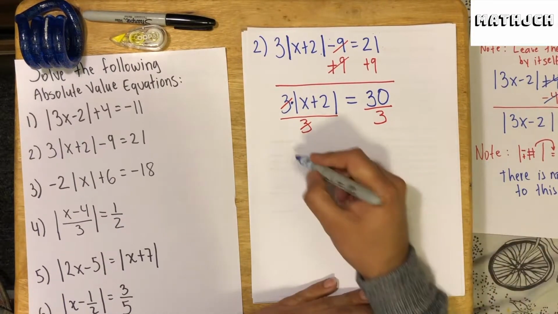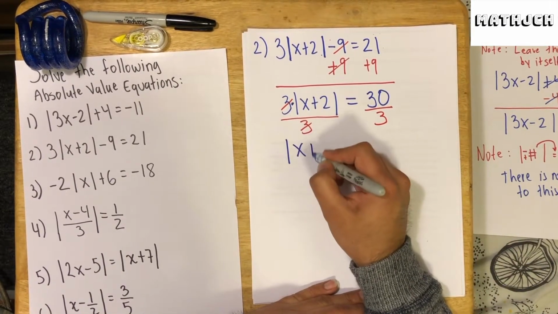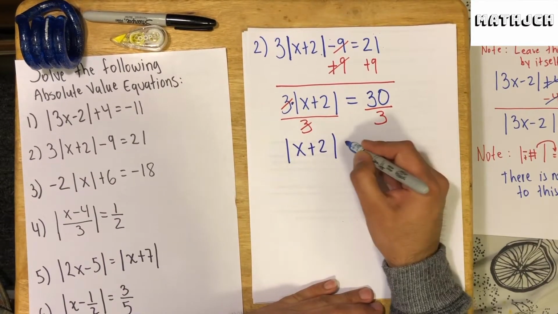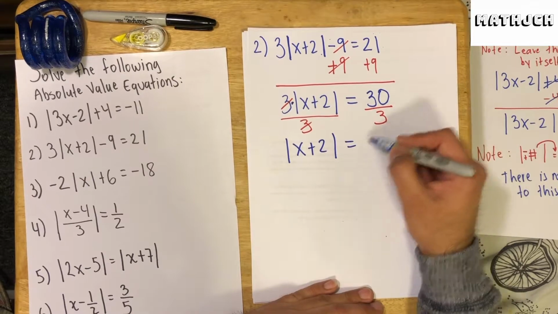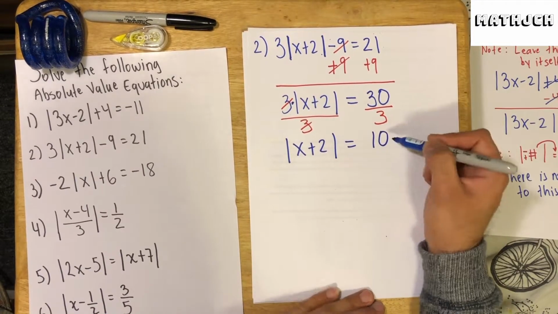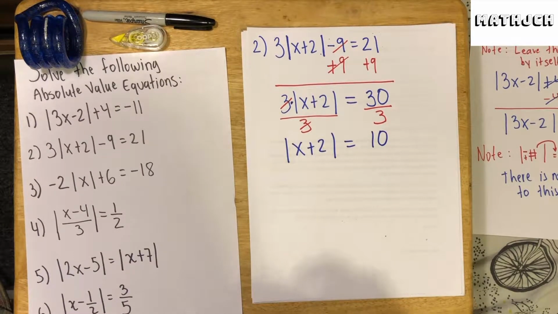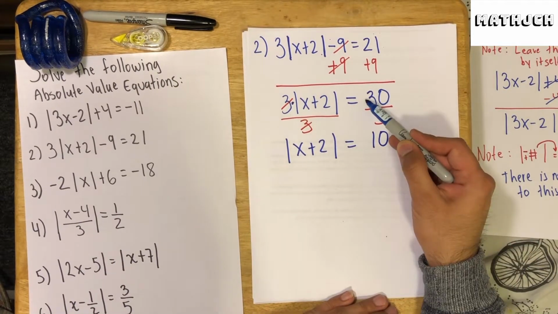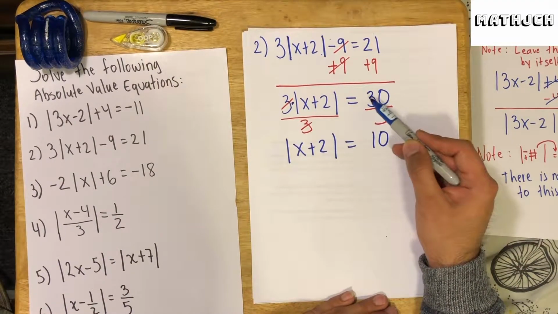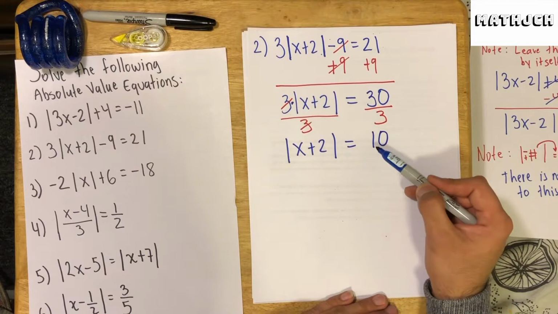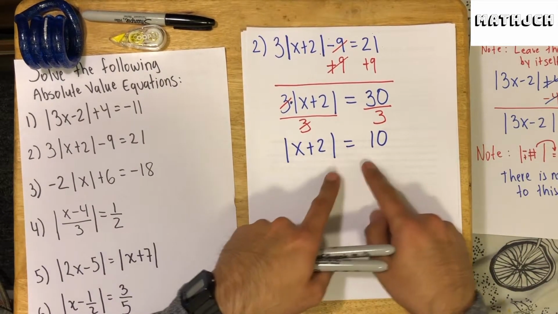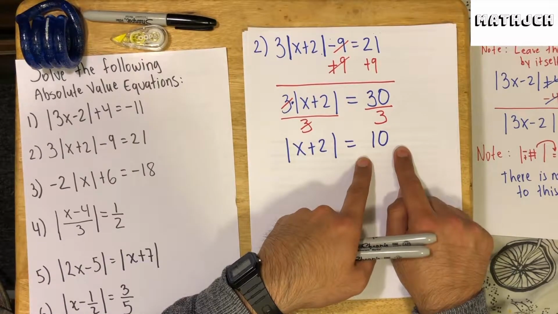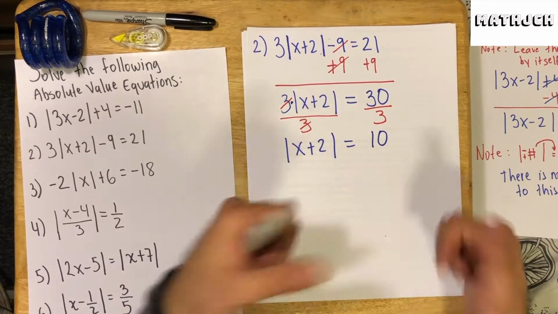So in the left side, I'm left with absolute value of x plus 2 equals, and we do the division here, 30 divided by 3, that will give me a positive 10. Because the 30 is positive and the 3 is positive, and positive divided by positive, it's a positive. Now, we have absolute value equals a positive number. That means that we are good to go.